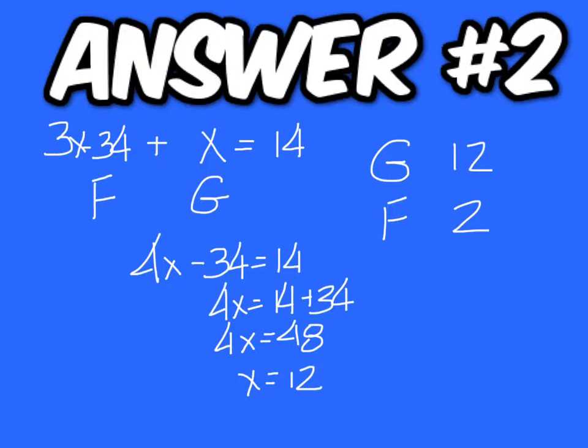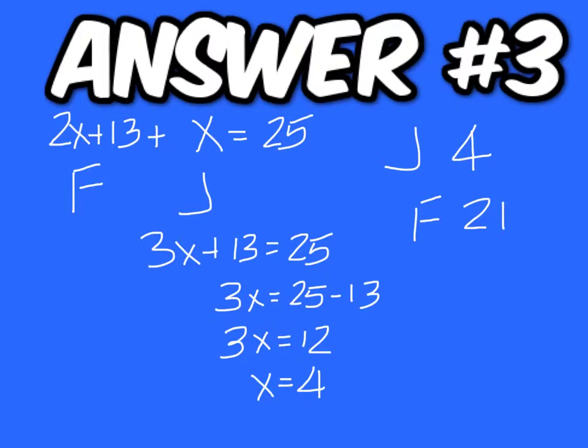On number 2, you should have 3x minus 34 plus x equals 14. That'll give you 4x minus 34 equals 14, and solve it down to 12. So 12 is this one, and when you plug 12 back into 3x minus 34, you come up with 2. If you have this one, that's 2 points, and this is 2 points. 2 points per answer on this one.